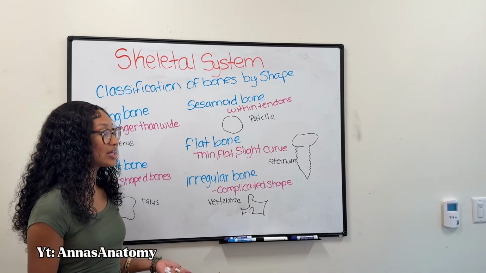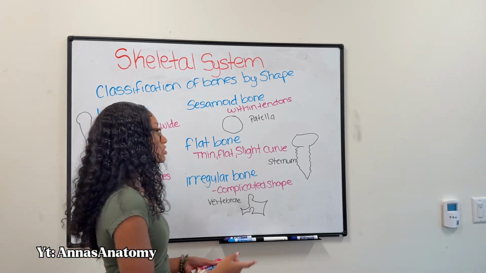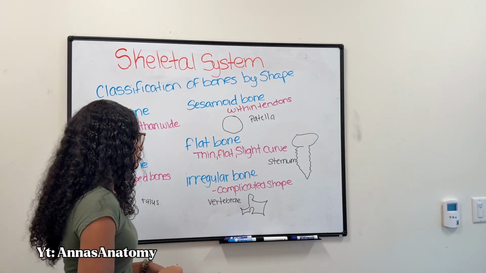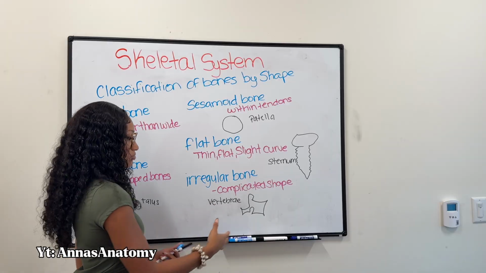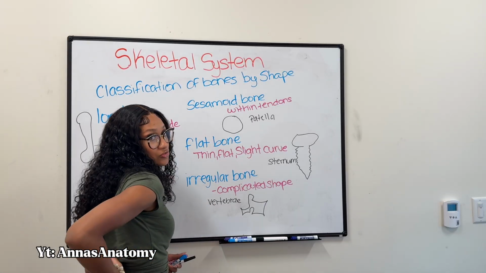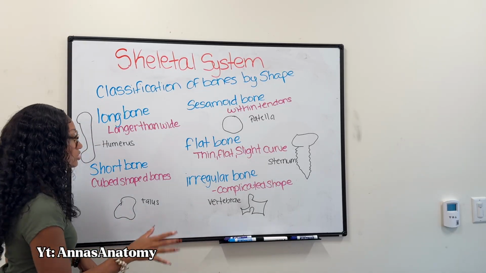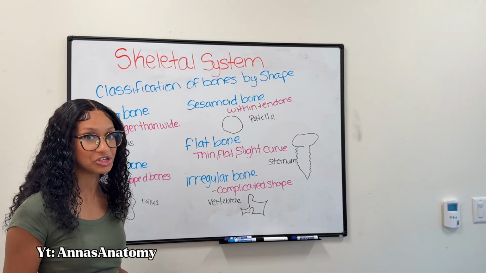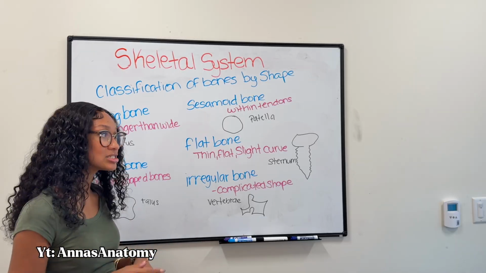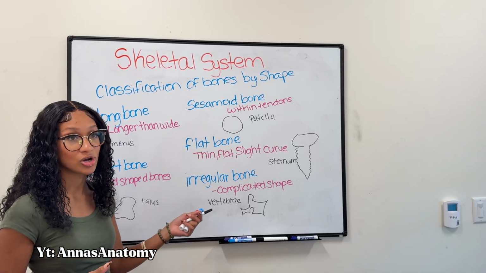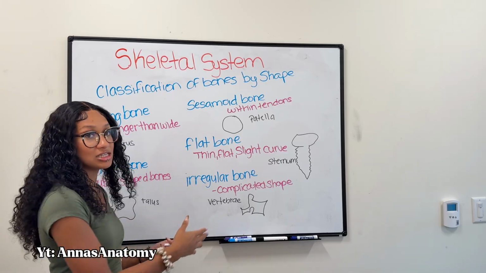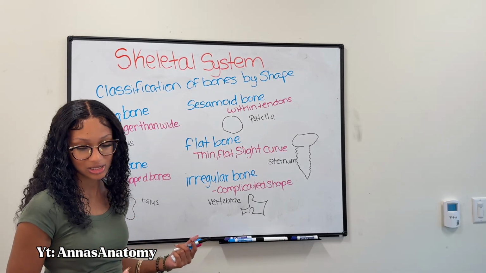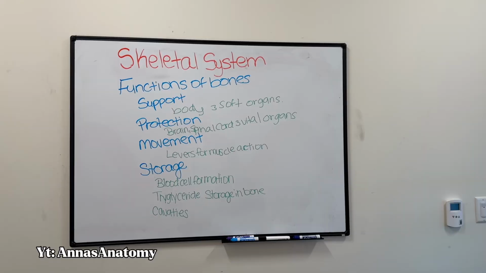Flat bones are thin, flat, slightly curved bones. These you would find in your sternum. And then we have irregular bones, which are complicated shapes, and you would find this within your vertebrae. So these are all of the bones by shape. Now, obviously, every single bone looks very different and has very different bone markings. So they're not going to look exactly like these drawings, but you do have to keep the idea of what the shape may look like in mind when it comes to the anatomy of the bone.